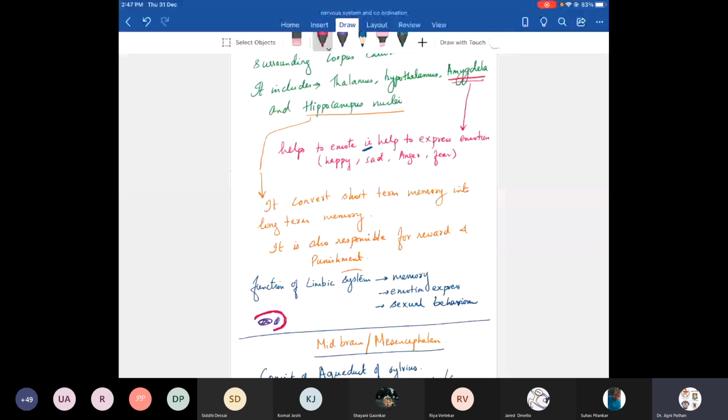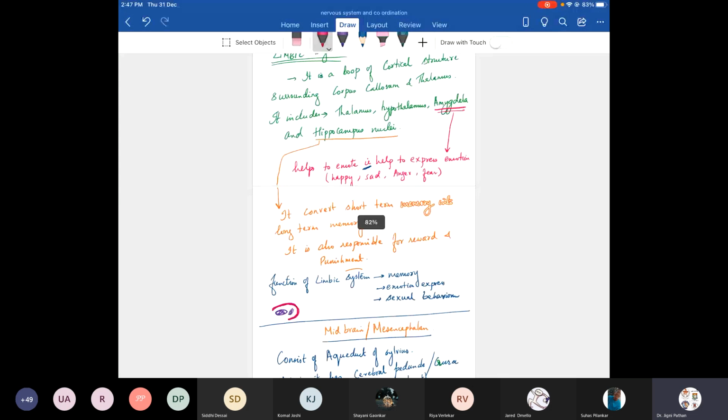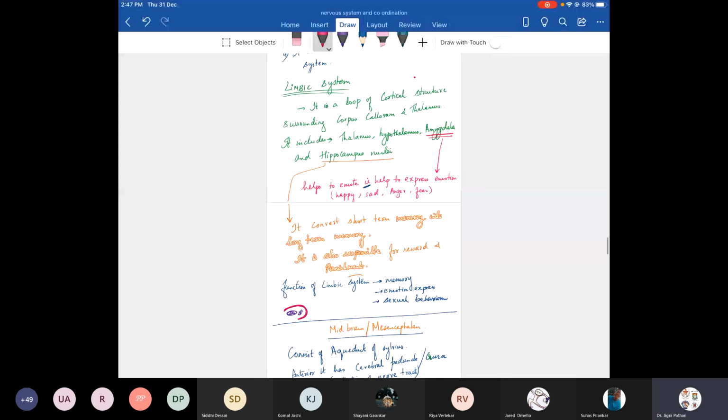It is also responsible for reward and punishment. As I said, if something good happened to you, say a friend helped you during your childhood, when you meet that person after many years you still remember that he did something good to you, and you reward him for that. That kind of thing happens due to the hippocampus. So the functions of the limbic system are: one, memory; other, emotion expressed; and third, sexual behavior. The urge for sex is also under the control of the limbic system. Is this point clear?